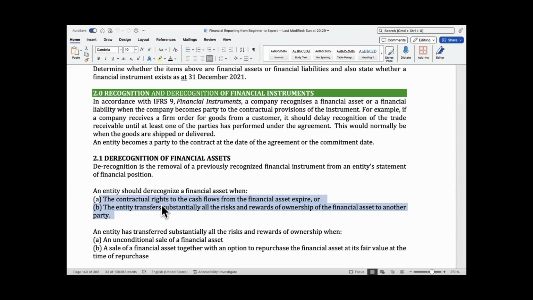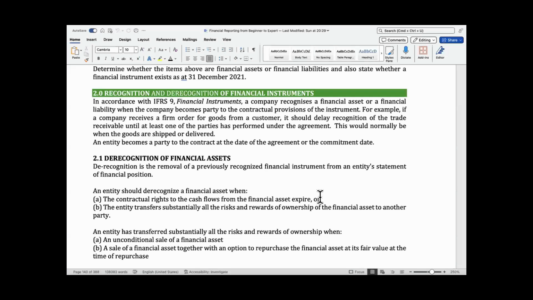So one would expect that he would derecognize it in his books, because at that point in time, his contractual right to cash flow has expired. He has collected all his money. He has sold the trade receivable to another party. However, if there's somewhere in the contract where it is stated that the seller of that trade receivable, the original owner, would compensate the other party for losses as a result of irrecoverability.